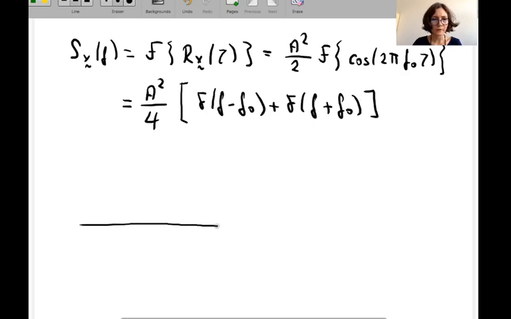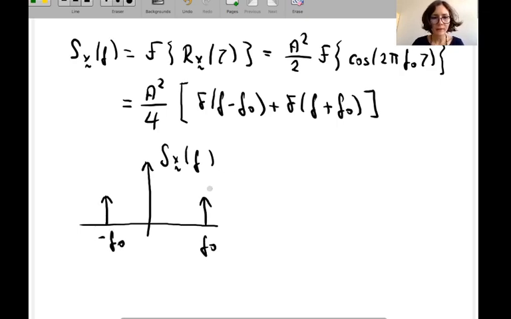We can draw this power spectral density as a function of f. One impulse at f0, another impulse at minus f0, and the strengths of both impulses are A squared over 4.